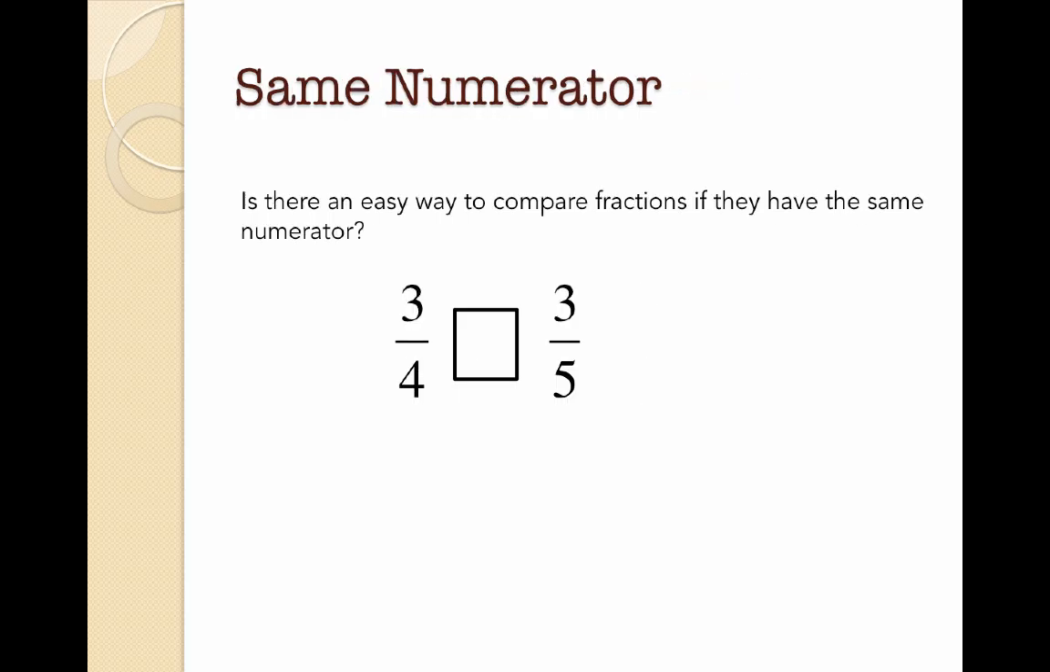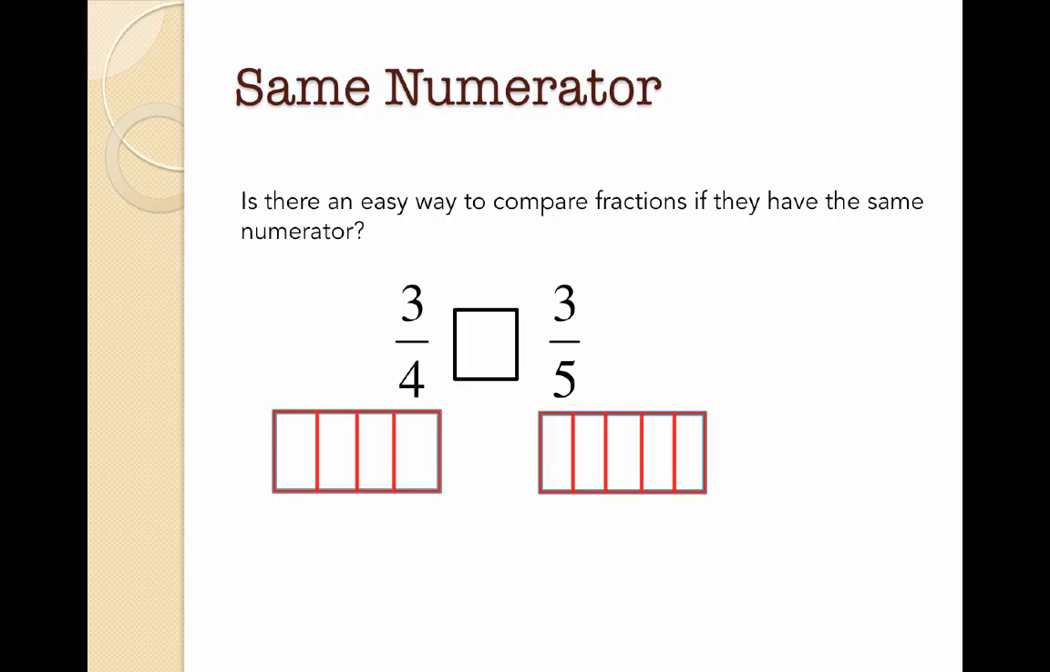What happens if they're not the same denominator? What if they're the same numerator? Is there a quick and easy way of working out which one is bigger? Well, the one on the left is broken up into 3/4, and the one on the right is broken up into 3/5. If we look at the pictures, we can compare the two and see that 3/4 is bigger than 3/5. So the slightly bigger denominator meant that it was actually smaller in size.